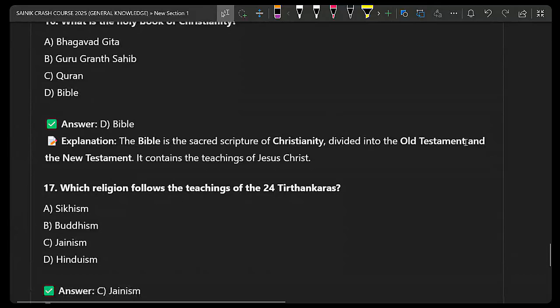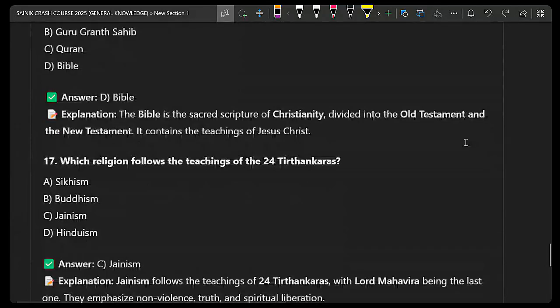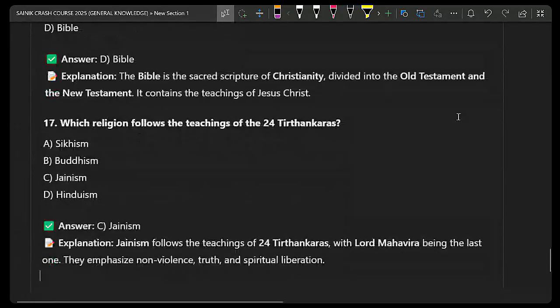Jainism follows the teachings of 24 Tirthankaras, with Lord Mahavira being the last one. They emphasize non-violence, truth, and spiritual liberation. Next question.